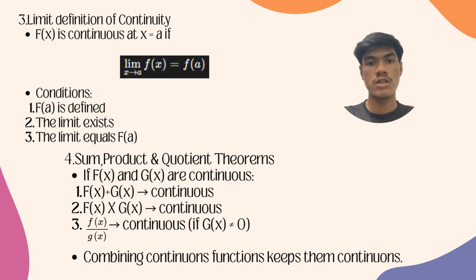For continuity at a point, three conditions must be satisfied. First, f(a) is defined. The function must have a value at x equals a. Second, the limit exists. The left hand and right hand limits must agree. Third, the limit equals f(a). The value you approach must match the actual function value.